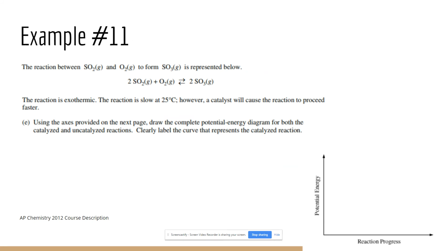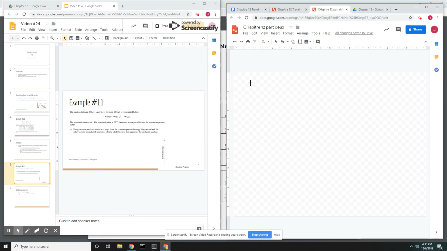Pause here. You don't need to write the whole question out. All right, so we have an exothermic reaction, and based off of what we're seeing here, we're going to just assume that it's a one-step reaction. And we want to see how the catalyzed reaction differs from the uncatalyzed reaction.